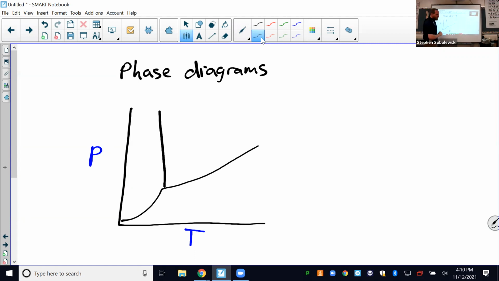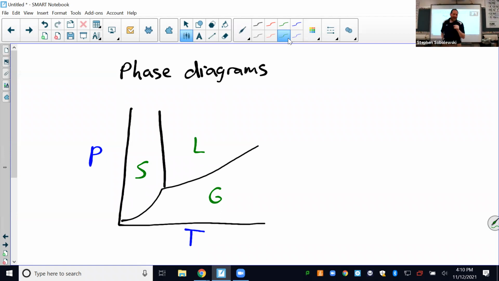Now, they're all kind of different in the angle of those lines, but they're all the same in that this segment represents solid, this represents liquid, and this represents gas. So what is a phase diagram? It's a graph that shows us the state of matter or phase of matter that something's going to be in at various temperatures and pressures. And at this point, I want to drive this very important point home.